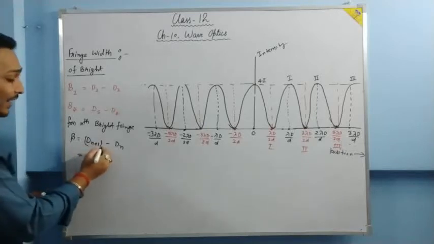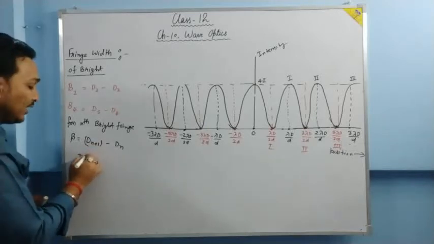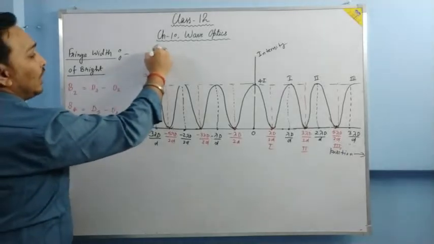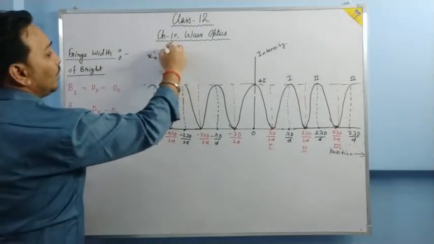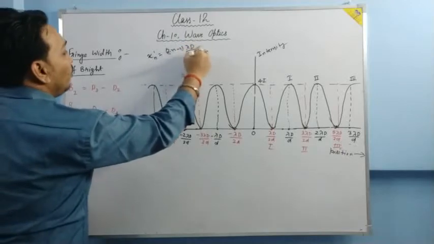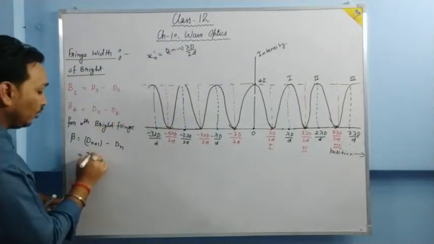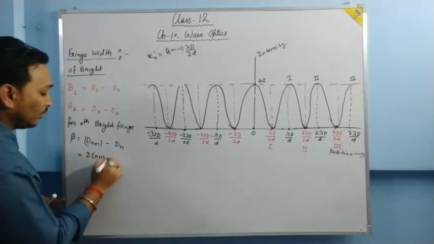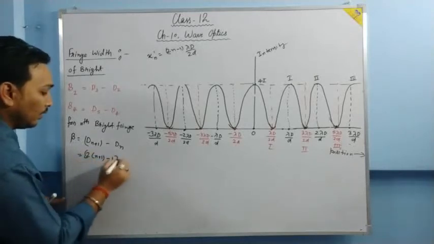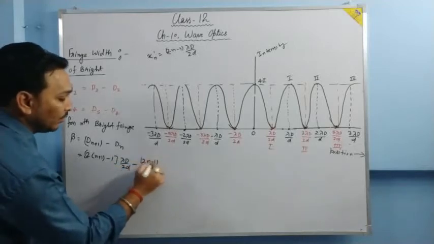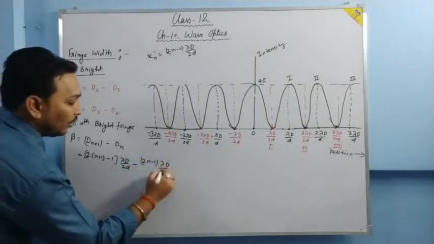Now for the dnth position, the formula says 2n minus 1. The position of dark fringes is given by (2n minus 1) lambda D by 2d. So we will put the value of n plus 1 here. We will get (2(n plus 1) minus 1) lambda D by 2d minus (2n minus 1) lambda D by 2d.